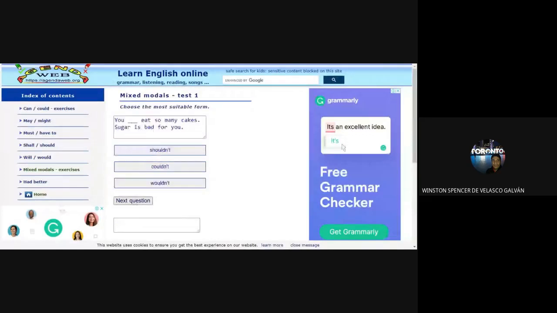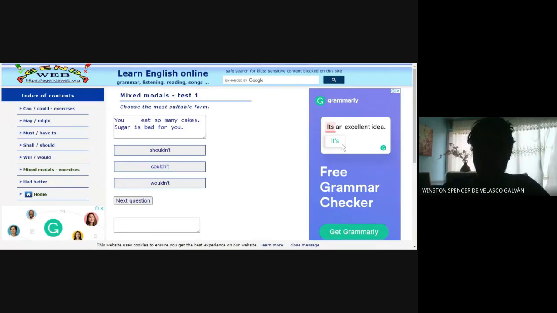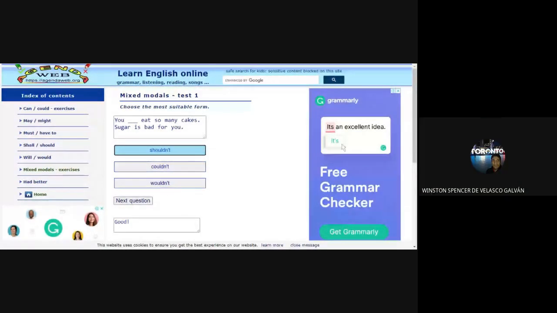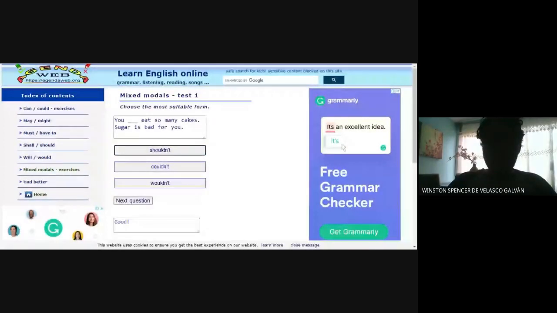Next one. We got: you, blank, eat so many cakes, sugar is bad for you. Remember, this is a negative one. We got shouldn't, couldn't, and wouldn't. Shouldn't. Shouldn't? Okay, Viridiana says shouldn't. Yes, it's good. Thanks so much, Viridiana. You are right, because remember, should is for what? Who can tell me? How can we use should? An advice, a recommendation, right? That's why shouldn't was the correct answer.